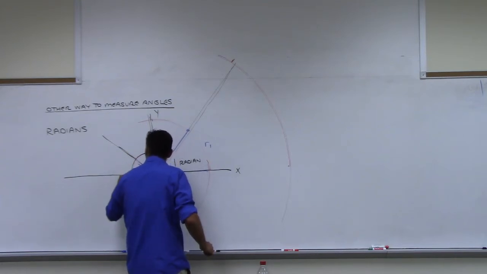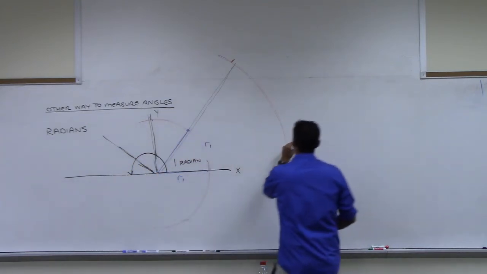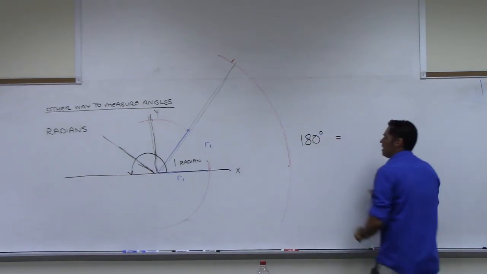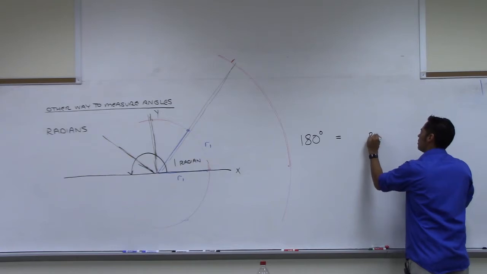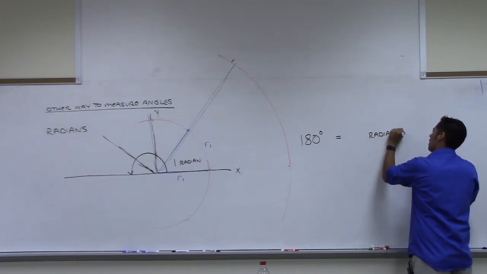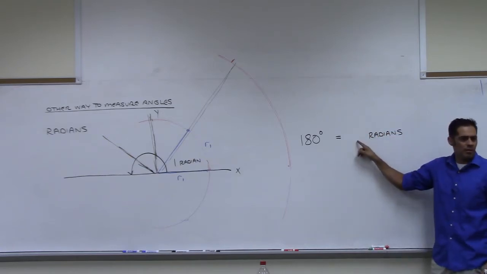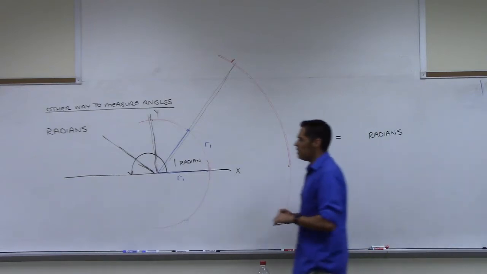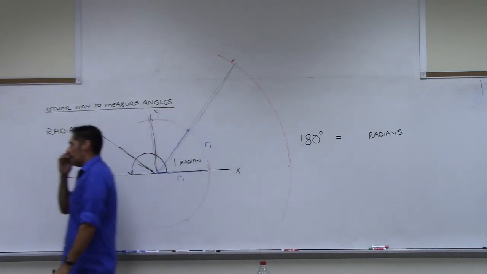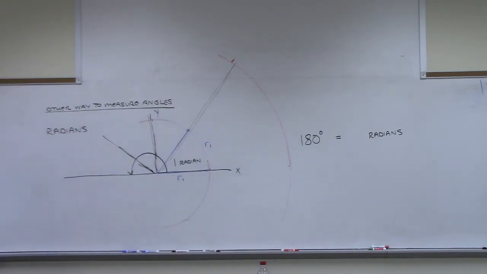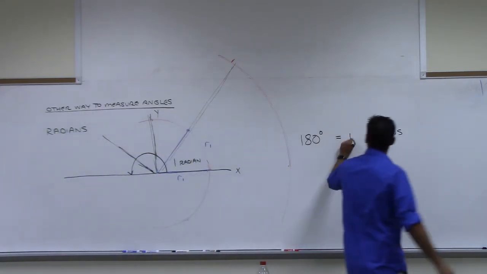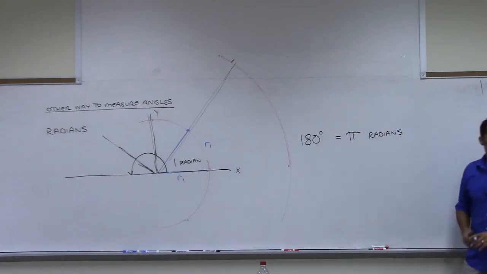If I go like this, which is 180 degrees, do you agree that that's equal to some number of radians? And you're telling me that that number is between 3 and 4, just visually. Somewhere between 3 and 4. Do you want to know exactly how many it is? 3.1415. Oh wait, that number is pi. It's exactly pi radians.